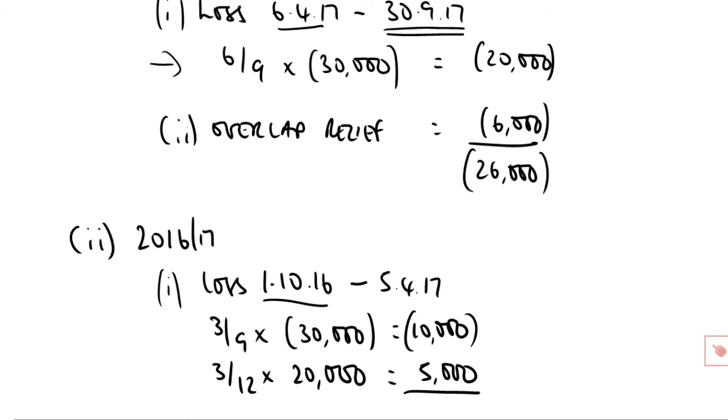And that net loss for that period therefore comes to £5,000. Add it to the 26,000. 26,000 plus 5 equals a terminal loss of £31,000. We have a terminal loss of £31,000 there. Now, what can you do with that terminal loss?